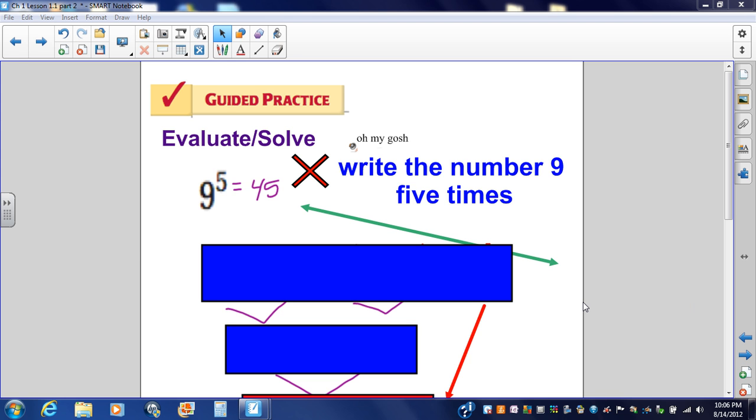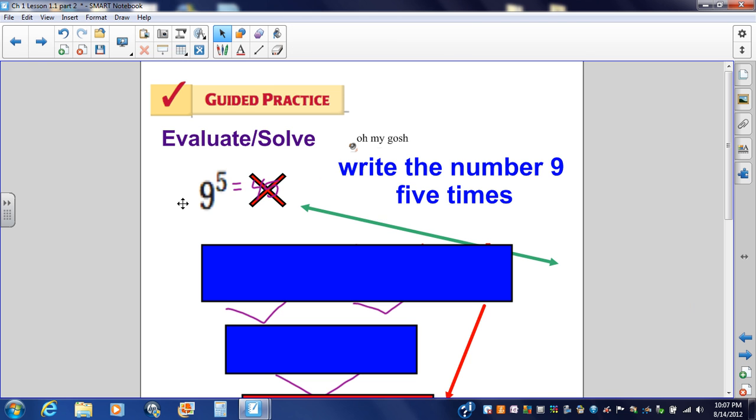Alrighty guys, we're going to do a couple of examples, so please write them in your spiral. Evaluate. Evaluate means to solve. So if you would, please write 9 with an exponent of 5. Now first things first. Some people say, oh, Mr. Phillips, that's easy. 9 to the 5th power equals 45. And I say, oh my gosh. Thanks for playing. You don't do 9 times 5.